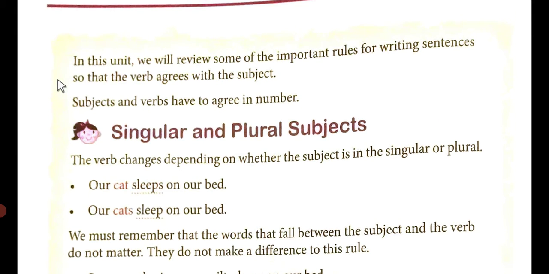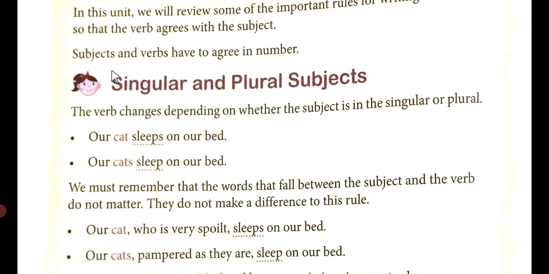Now, let's move on. In this unit, we will review some of the important rules for writing sentences so that the verb agrees with the subject. Now please see, subjects and verb have to agree in number. Always remember, subjects and verb have to agree in number.